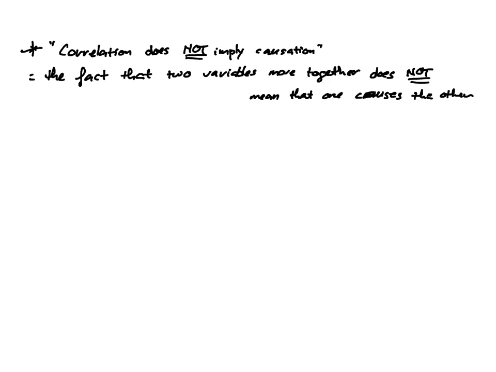So in this video, we looked at a few examples of different pairs of variables with very strong correlation, but seemingly no causal relationship between them. So what you really want to keep in mind again is that correlation does not imply causation.